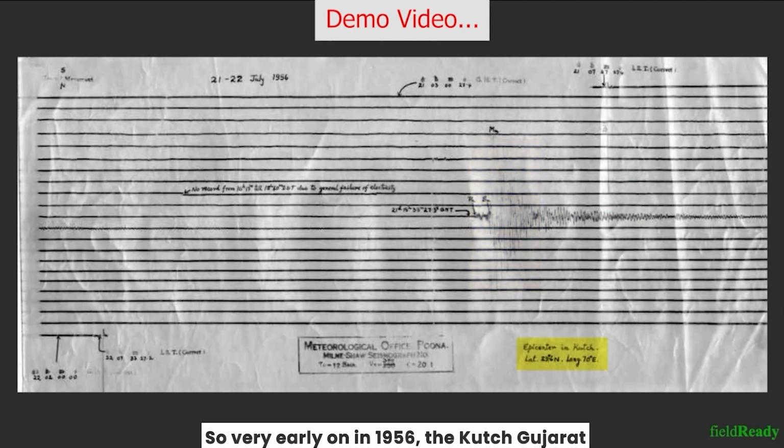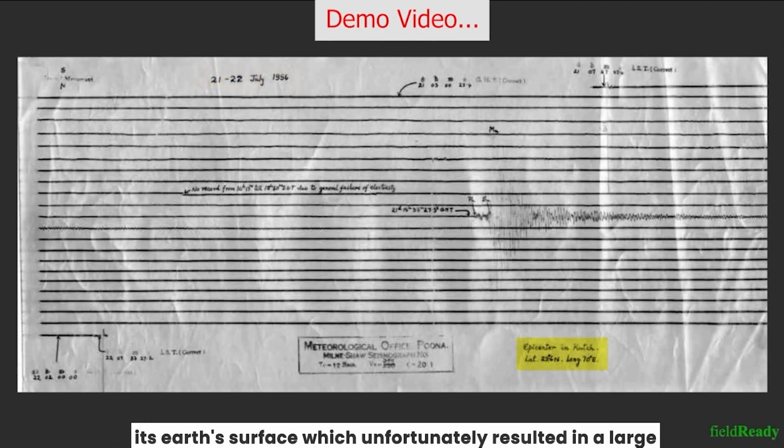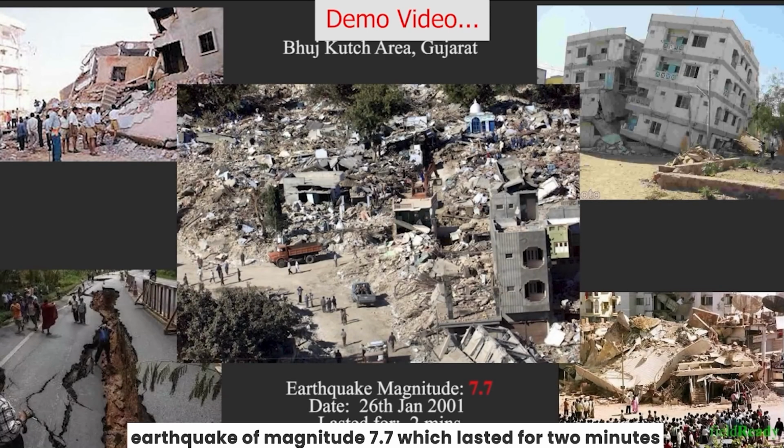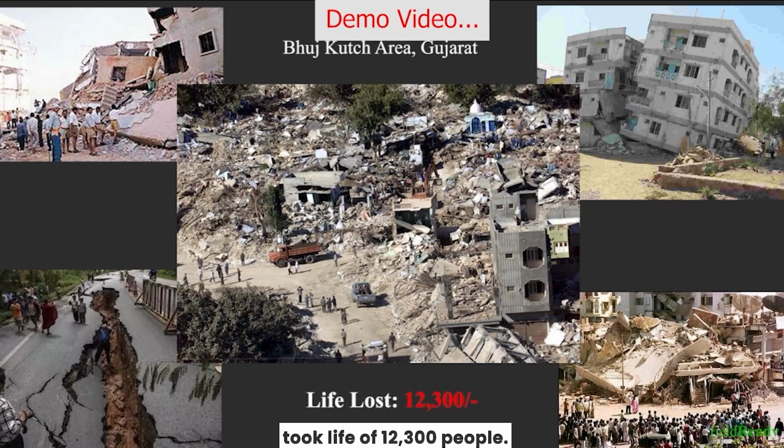So very early on in 1956, the Kutch, Gujarat was giving early signs that something is going on under its earth surface, which unfortunately resulted in a large earthquake of magnitude 7.7, which lasted for 2 minutes on 26th of January 2001 at Bhuj, Kutch area. It took the lives of 12,300 people.